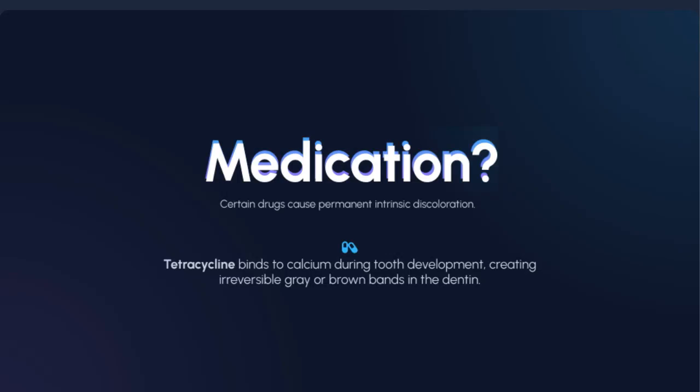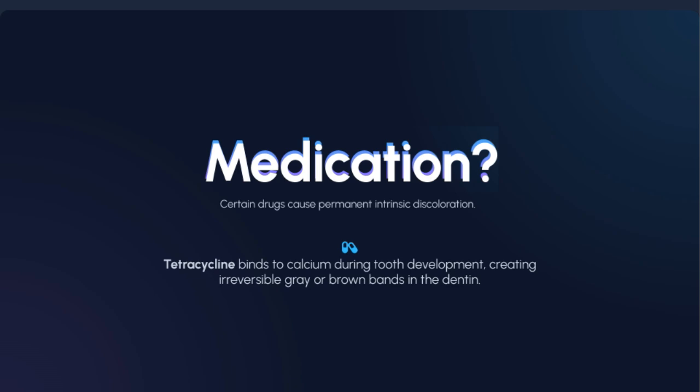Let's talk about tetracycline and its effect on developing teeth. When tetracycline binds to calcium during tooth development, it can cause permanent changes in the dentin. Specifically, this results in irreversible gray or brown bands that you might see within the tooth structure. These discolorations are intrinsic, meaning they originate from within the tooth itself, not from surface stains.